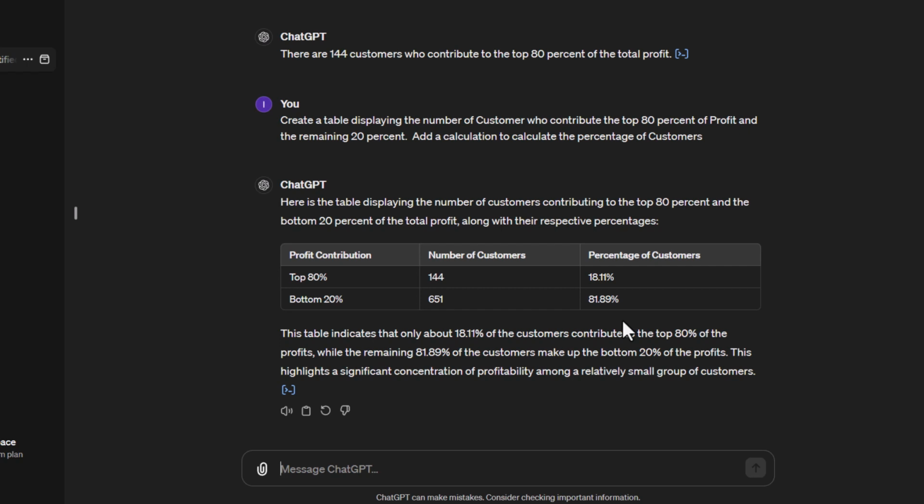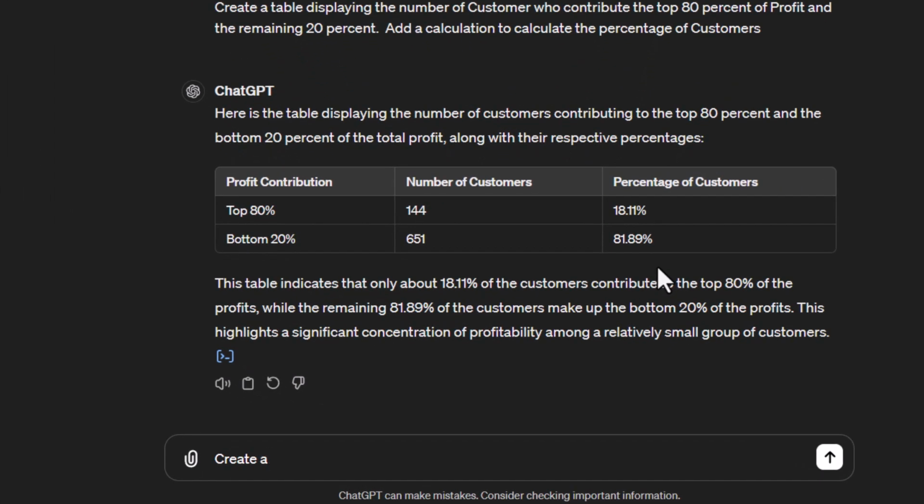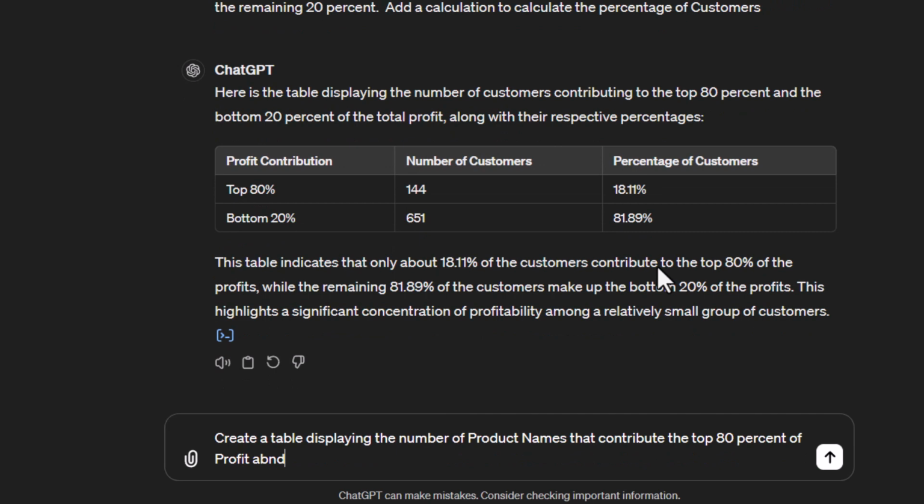So we're going to finish off. We are actually going to add just one more query to ChatGPT. We're going to ask it to look at the product names and see what percentage of the top product names contribute the top 80%. So I'm going to create a new table, and I'm going to say displaying the number of product names that contribute top 80% of profit and the remaining 20%.